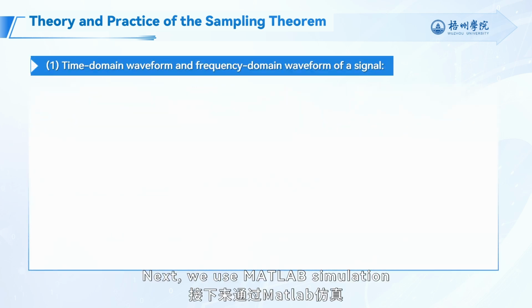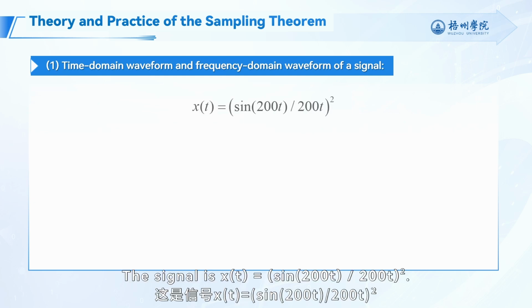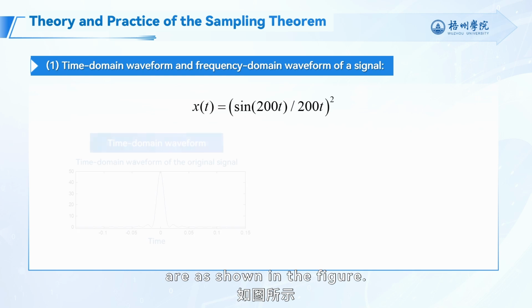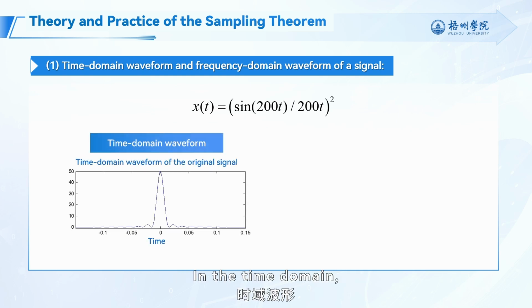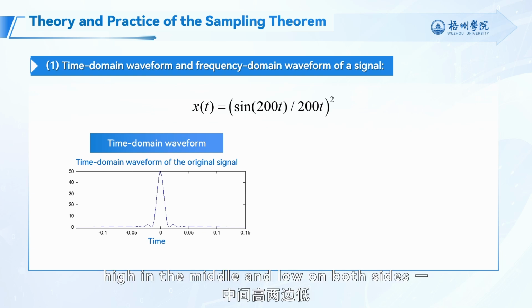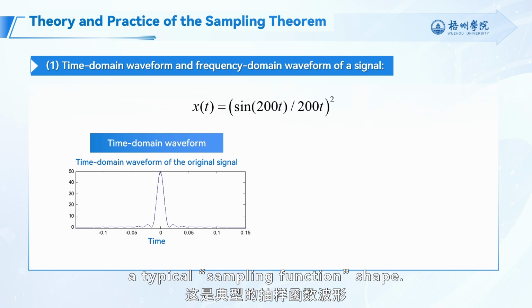Next, we use MATLAB simulation to visualize the sampling process. The signal is x of t equals the quantity sine of 200t over 200t squared. Its time domain and frequency domain waveforms are as shown in the figure. In the time domain, the waveform looks like a bell-shaped pulse, high in the middle and low on both sides, a typical sampling function shape.